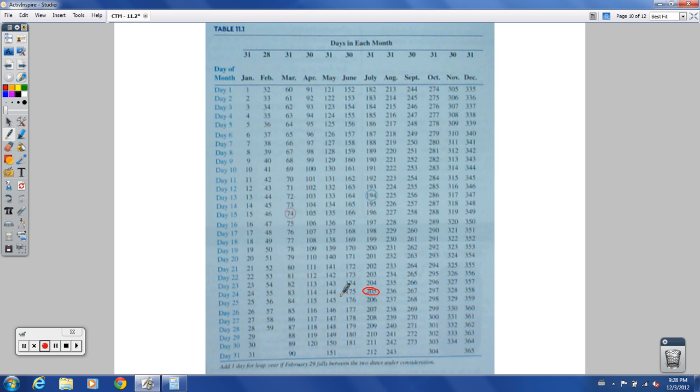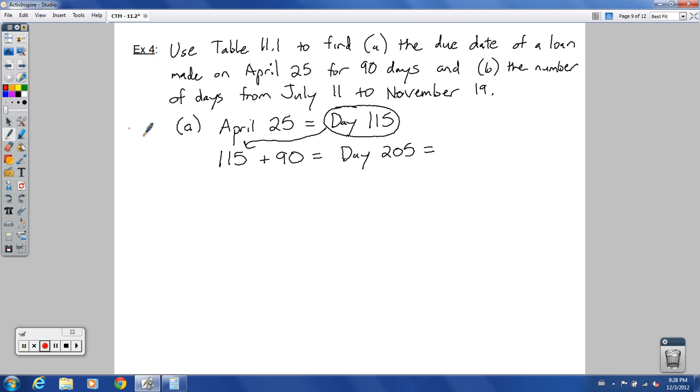And then going to the left, that is day 24 of what month? Of July. So this is July 24 for our final answer for part A. Simple as that. July 24 is 90 days after April 25th in the table. So that would be your due date if that was your type of loan, something like that.